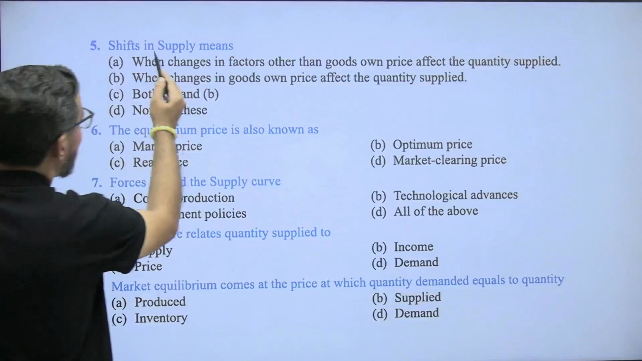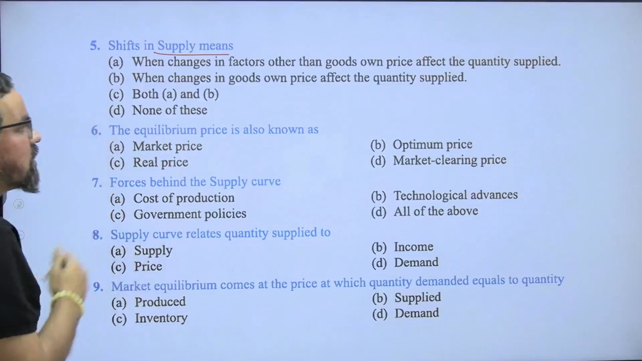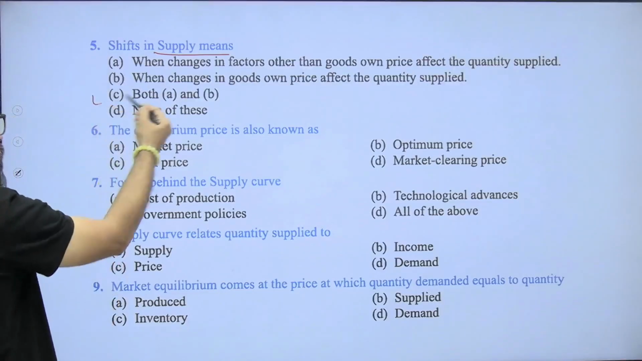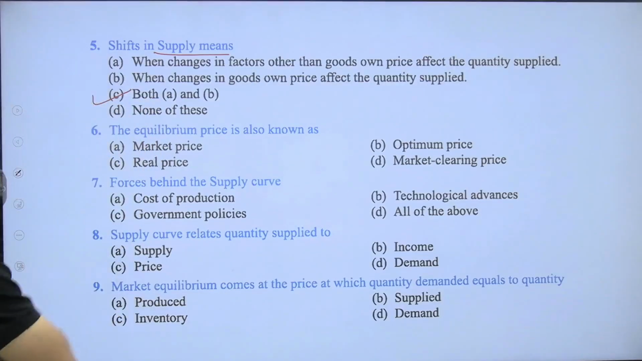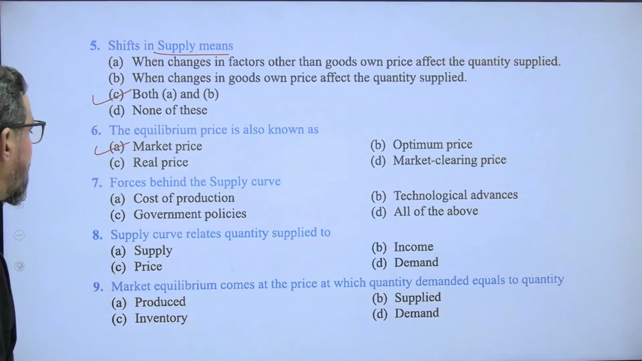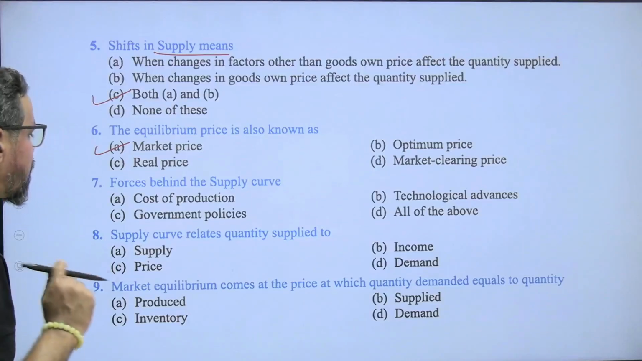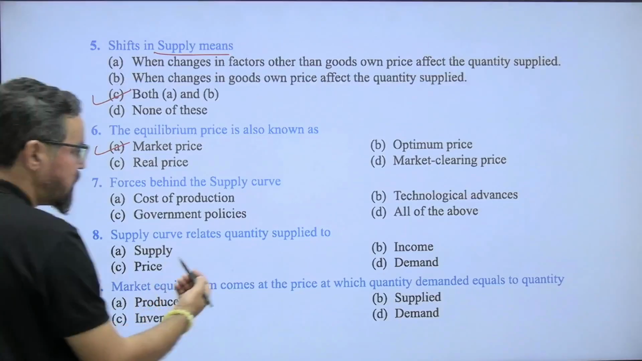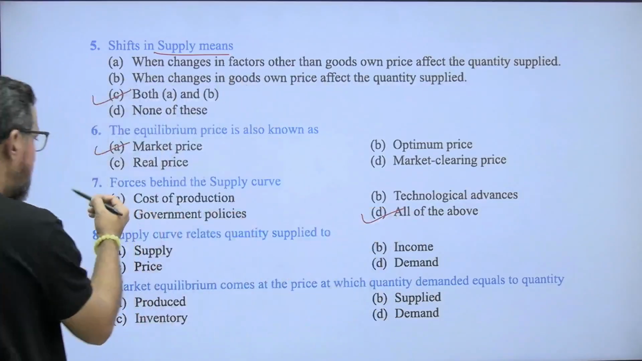A shift in supply means changes in factors other than the good's own price affect the quantity supplied. A shift in supply also occurs when changes in the good's own price affect the quantity supplied. So both will be the right answer. The equilibrium price is also known as the market price. Then we have forces behind the supply curve: cost of production, technological advancement, government policies, all are the right ones.